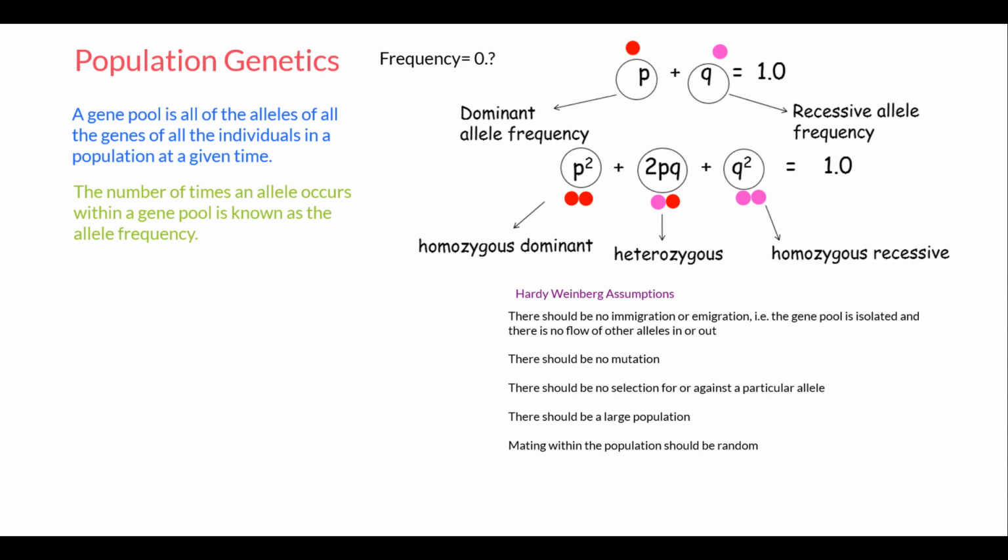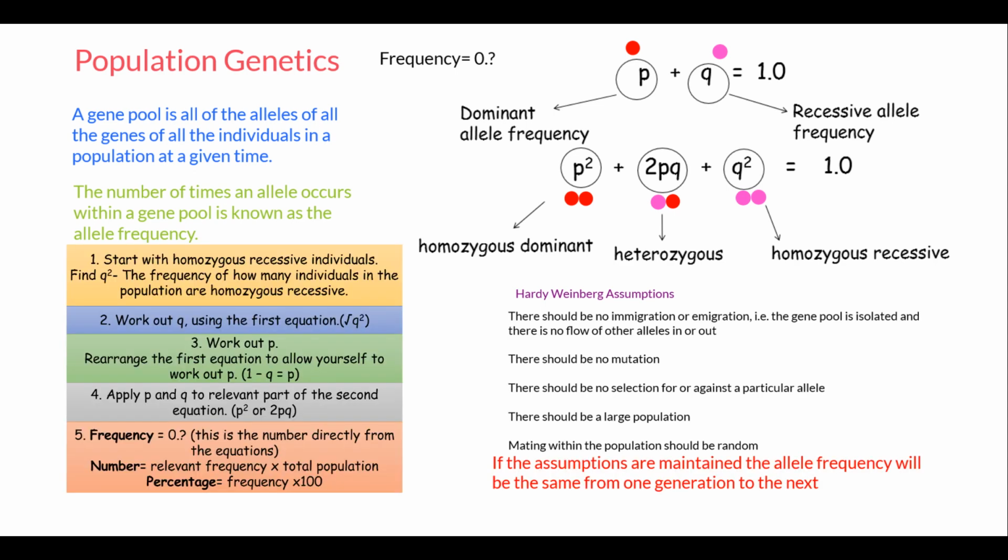But if all these assumptions are maintained, it means one really key thing. It means the allele frequency from one generation to the next will always be the same. In reality, this doesn't happen, but if these assumptions are maintained, then the allele frequency will be the same. So we're going to move on to looking at an example of how we use the Hardy-Weinberg equation, and we're going to follow these rules on the left hand side. So we're working from step 1 all the way through to step 5.